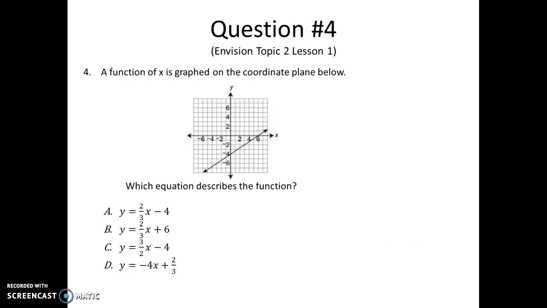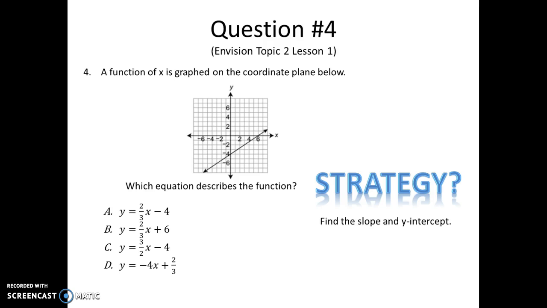Question number 4. A function of x is graphed on the coordinate plane below. So which equation describes the function? How would you figure out the right answer? I would find the slope and the y-intercept. The slope is 2/3 and the y-intercept is -4. That's where it crosses the y-axis. This information eliminates all but A. How'd you do on that one?